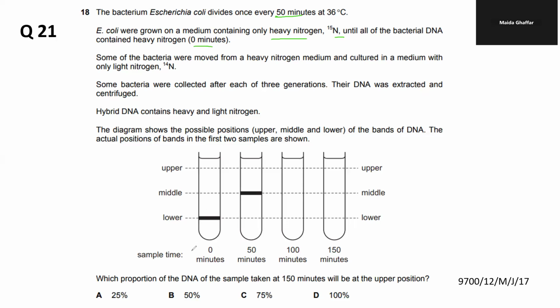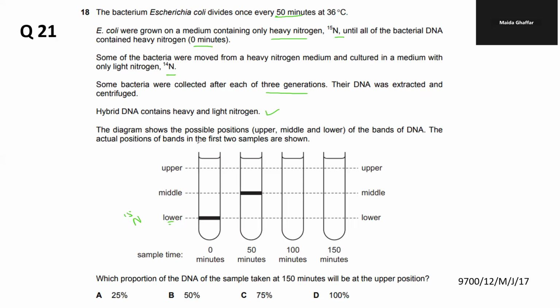So at 0 minutes, this is at the lower level, so it will be only with N15, the heavy nitrogen. Some of the bacteria were moved from the heavy nitrogen medium and cultured in a medium with light nitrogen, N14. Some bacteria were collected after each of three generations. Their DNA was extracted and centrifuged. The hybrid DNA contained heavy and light, definitely, because that makes up the surety for the semi-conservative model of DNA replication. The diagram shows the possible positions, upper, middle, and lower, of the band of DNA.